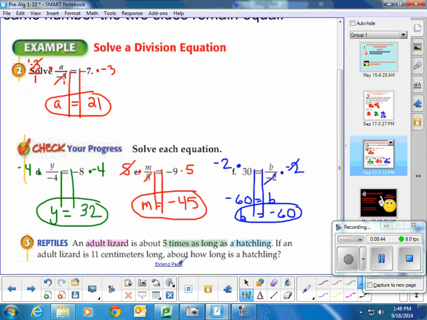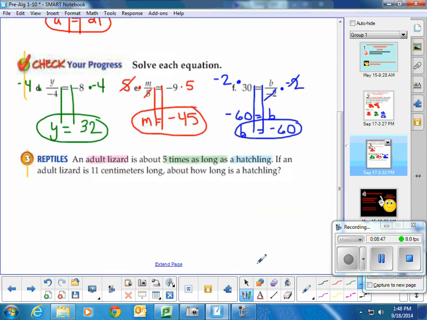We've got one example left. It's a word problem. It says an adult lizard is about 5 times as long as a hatchling. If an adult lizard is 11 centimeters long, about how long is a hatchling? Just like we did earlier in this chapter, after reading the problem, I asked myself, what is it that we don't know? What we don't know is how long is a hatchling. Since that's the thing I don't know, that's what I'm going to make my variable. Let's say h for hatchling. Let's have h equal the length of a hatchling.